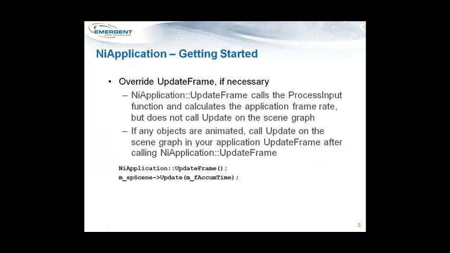Update frame is NiApplication's core main loop. NiApplication update frame will call process input, calculate the application frame rate for that visual tracker, and doesn't do much else. If you have any animated objects in your scene graph, your application's update frame will want to update them to make sure their animations are appropriate for this new frame, and perhaps do some rendering work.